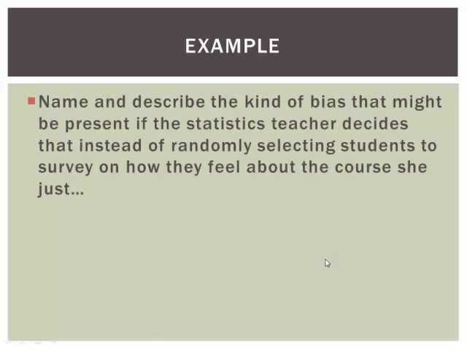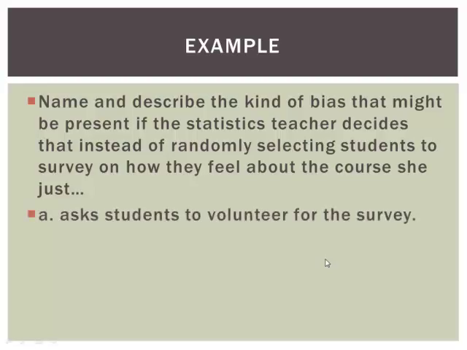So, example: name and describe the kind of bias that might be present if the statistics teacher decides that instead of randomly selecting students to survey on how they feel about the course, she just, part A, asked students to volunteer for the survey. So what sort of sampling, what sort of bias would occur here? Voluntary response sample, right? It would probably be toward those students who say they enjoy the course, or students who say they really hate the course.